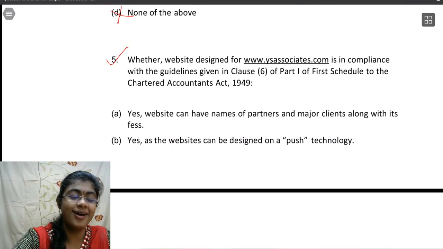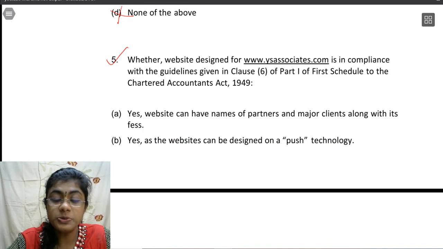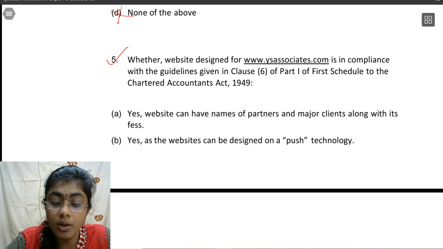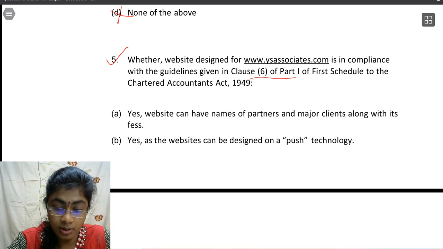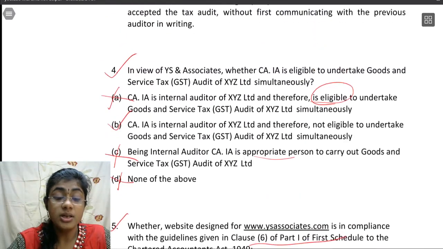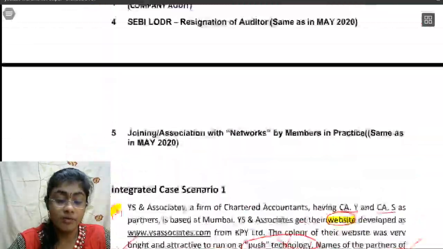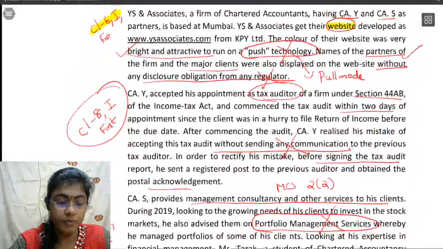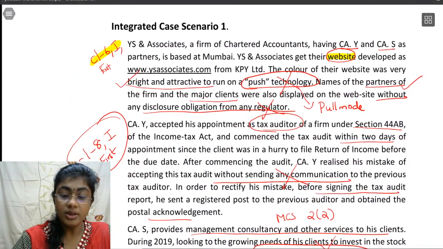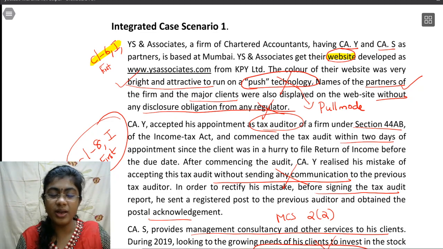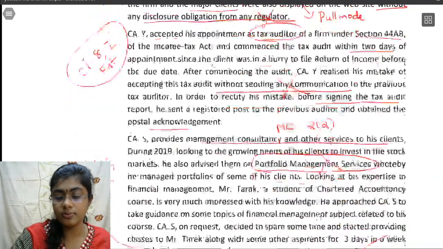So coming to the last question. Whether website designed for www.ysassociates.com is in compliance with guidelines given in Clause 6 Part 1 First Schedule to CA Act. This was the opening paragraph, the first paragraph. You remember? Here we discuss, no? Push technology is invalid. It should be on pull mode. Disclosure of the client name is also invalid. But it can have any bright attractive fonts.